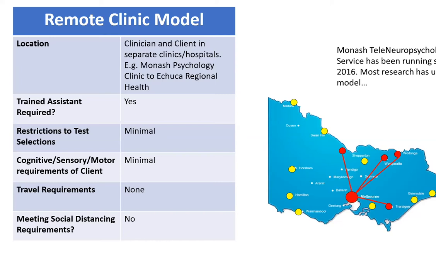However, in terms of restrictions, there are very few restrictions to the tests that you can provide, because the stimuli are at that rural site, and you can get the assistant to help with the administration. And obviously there's no travel requirements. The negative though is that it doesn't meet the social distancing requirements, which will bring us to the next model in a second. Next slide.